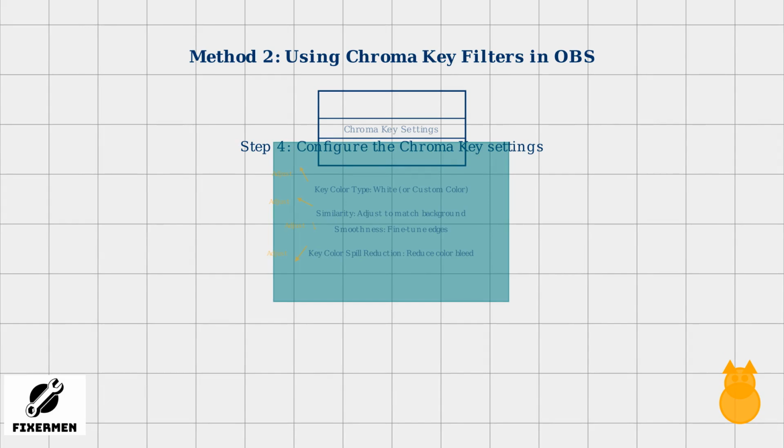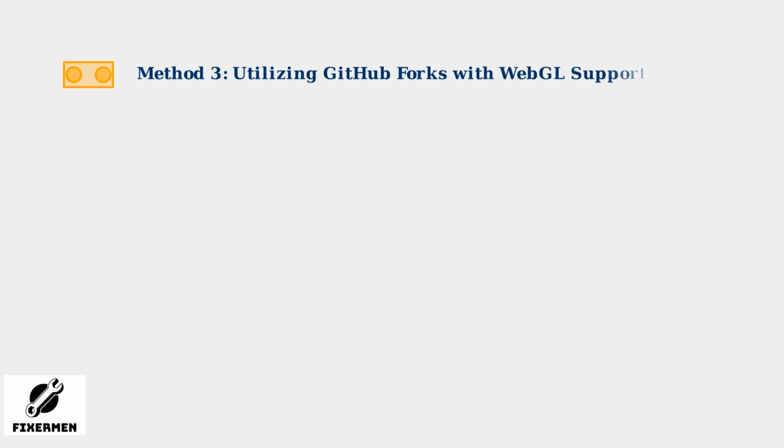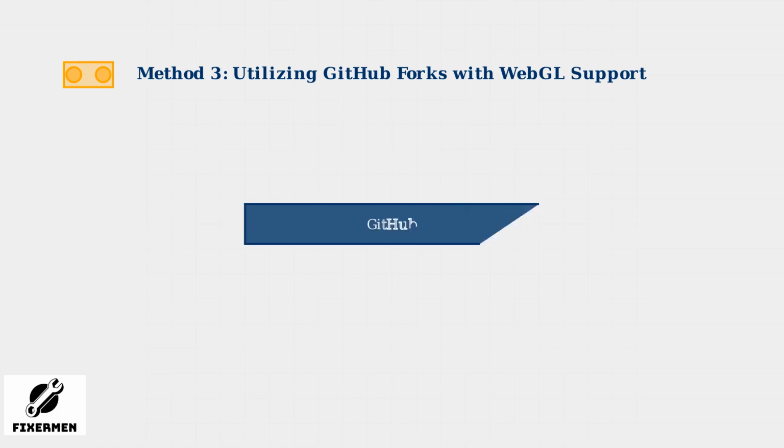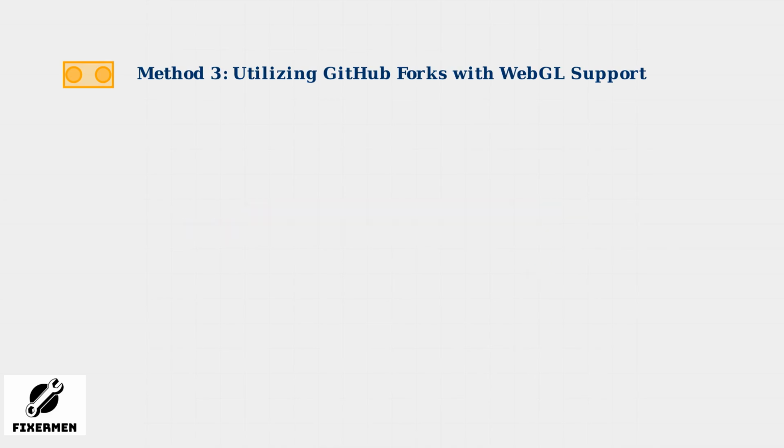Community-maintained forks of Bongo Cat on GitHub often use WebGL for rendering, which provides more effective transparency handling compared to standard canvas methods. WebGL is a web technology that allows for hardware-accelerated graphics rendering, including proper alpha channel support for transparent backgrounds. To find these improved versions, search for repositories like Bongo Cat Transparent on GitHub. These community forks specifically address the transparency issues.